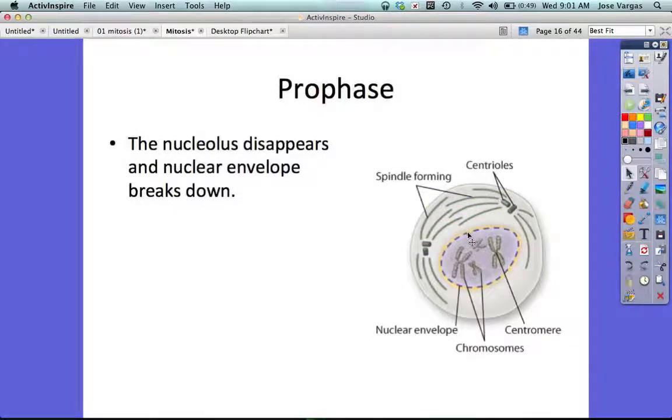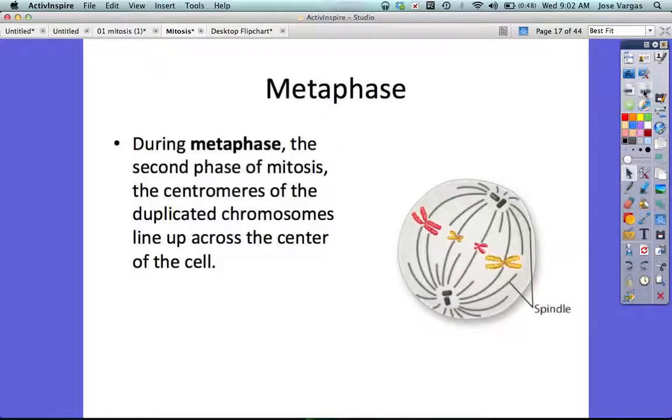Of course, at this point, we're going to start breaking the nuclear membrane. We want to break this envelope. And now the spindle fibers are able to come in, attach to the centromere, and start pulling. Before that, we have our next phase, which is called metaphase, for middle.